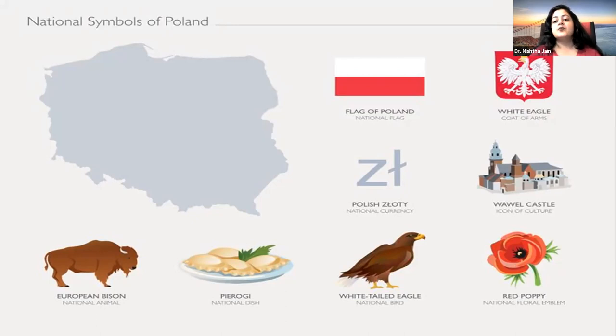Then the white eagle. This is the coat of arms. Then the Polish zloty. This is the national currency, the currency of Poland. Zloty? Yes. ZLOTY.